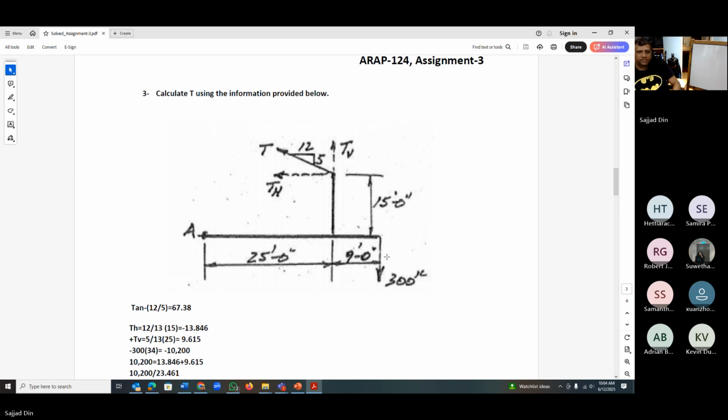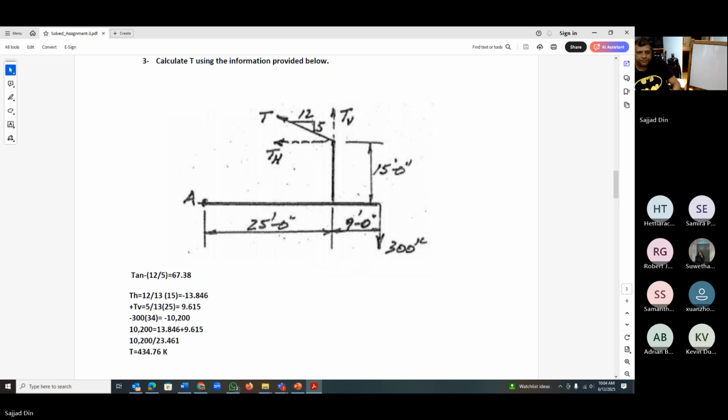You got T, which is given in this direction, given the slope. You got the T, the components vertical and horizontal. You got this distance here, right? And you got another force, 300K. So these are the forces we're dealing with.